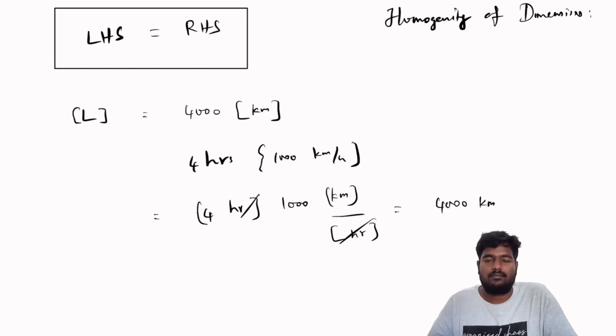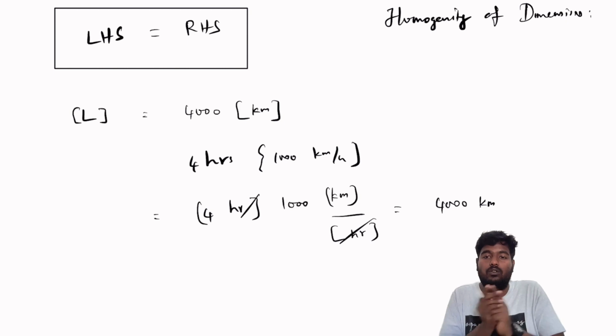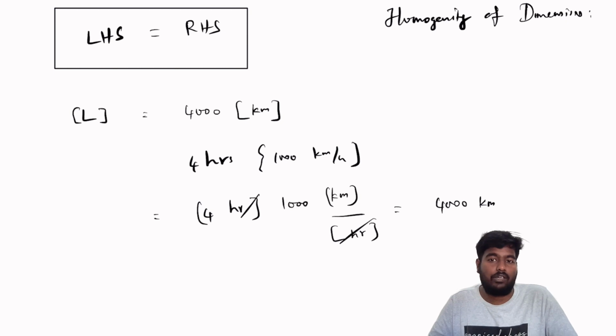What it says is only same parameters can be added. For example, you can add only length with length. Again, you can add kilometer to centimeter, centimeter to kilometer, doesn't matter. But you can add only length to length. You cannot add length to mass. 5 kilometer plus 2 kilogram you cannot add. But 5 kilometer plus 0.002 centimeter, that you can add. That's the thing that you have to remember.